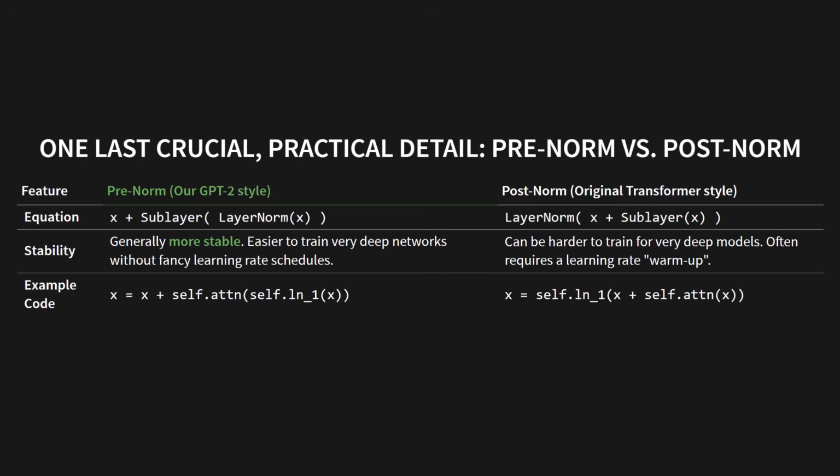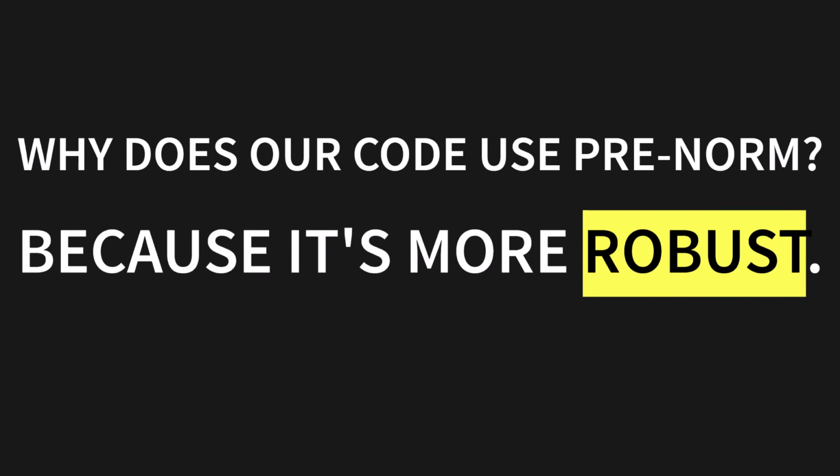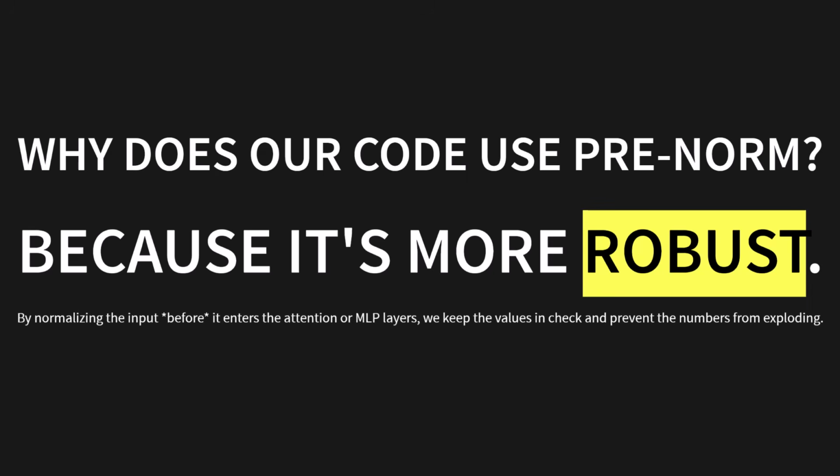Now here's the important part, stability. Pre-norm is generally more stable. It makes it easier to train very deep networks without needing fancy learning rate schedules. Post-norm can be harder to train for very deep models and often requires a learning rate warm-up. In our code, you see x equals x plus self.att(self.ln1(x)). That is textbook pre-norm. So why does our code use pre-norm? Because it's more robust. By normalizing the input before it enters the attention or MLP layers, we keep the values in check and prevent the numbers from exploding. It just makes training smoother.